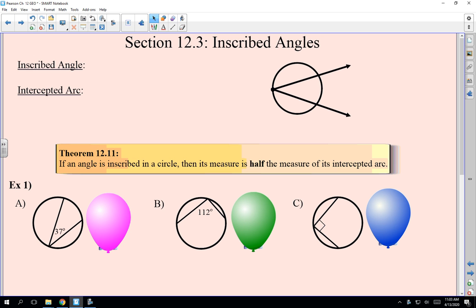So here's the verbal definition of an inscribed angle: it's an angle with the vertex on the circle. And the intercepted arc is the arc the angle hits. So you can see that in the picture in blue there. The angle is marked with a little arc in red there. The angle is made up of the two rays with the vertex on the circle. And the blue arc is the intercepted arc.